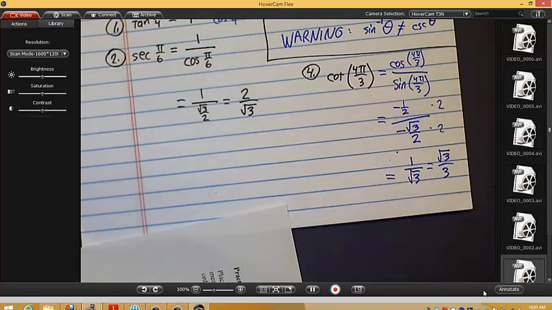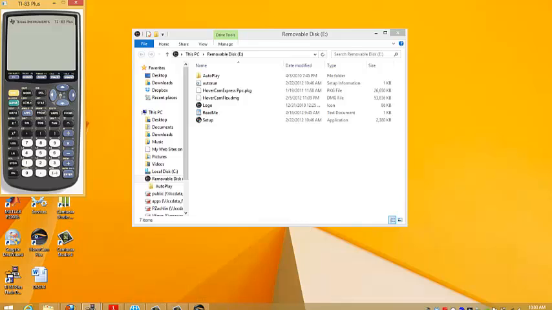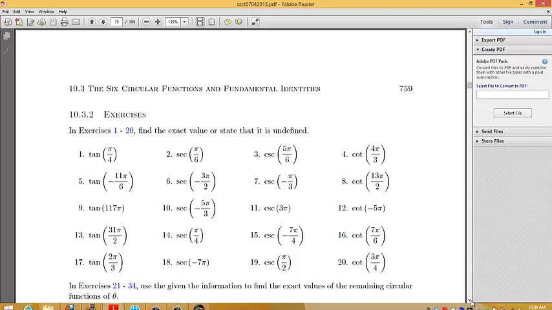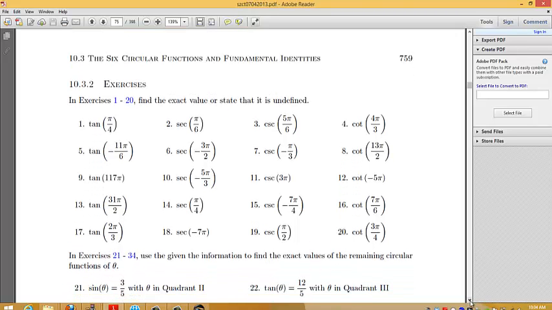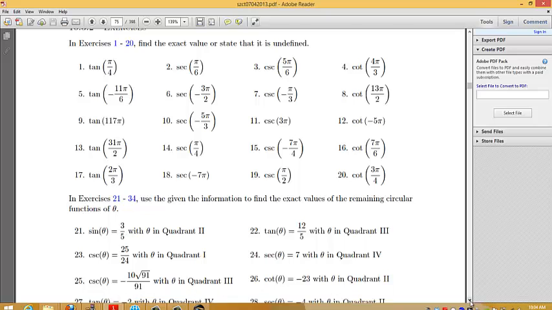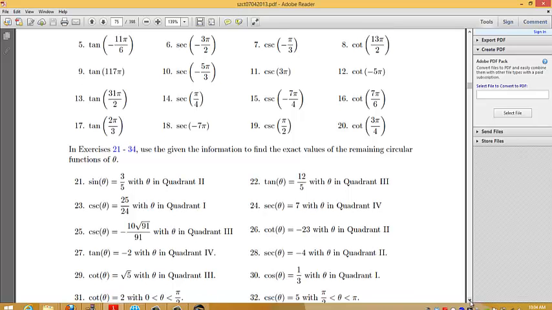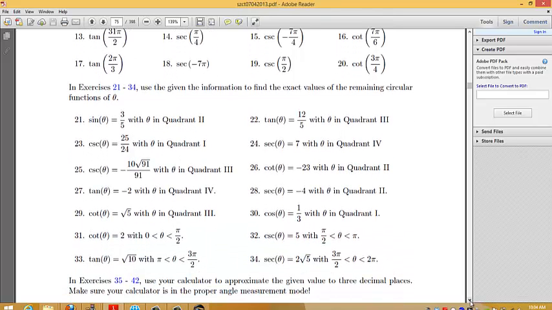Guys with me? Okay. I think we're fine on, say, 1 to 20. But then you get here, and it says, use the information to find the exact values of the remaining circular functions of theta. So this is a different situation. I'm going to give you one fact, and you have to find the other 5 trig functions. And again, we won't need a calculator for these problems. We can base it off of a picture. So I'm just going to pick one of these and go with it.